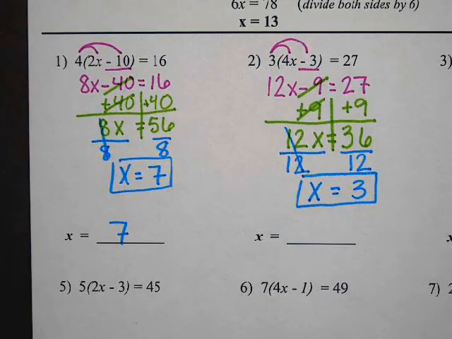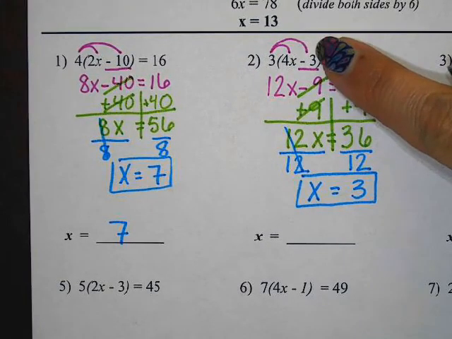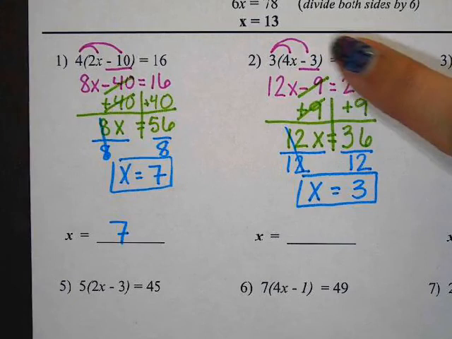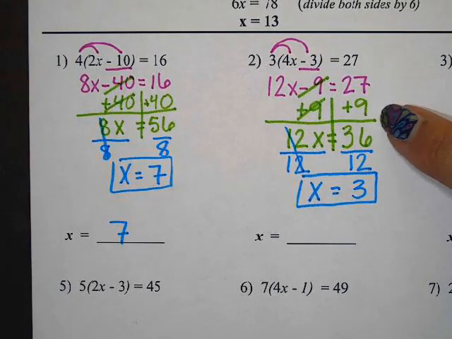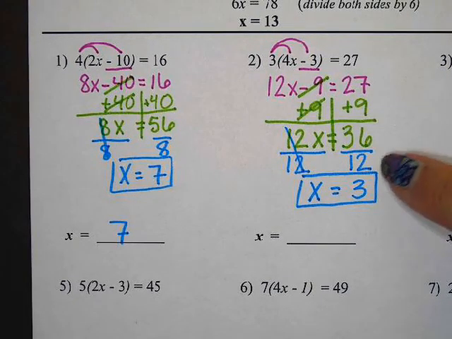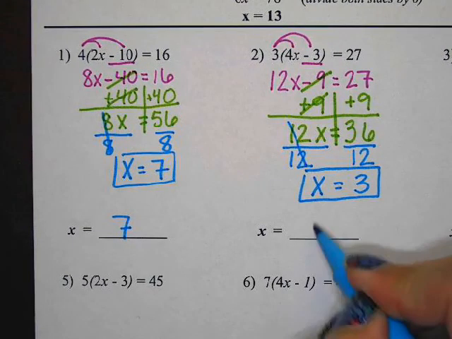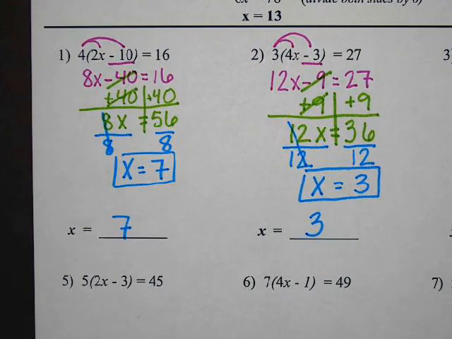So in the rest of the problems, you're following those exact same steps. The first thing you're doing is distributing to everything inside of those parentheses. Then you're going to do your first step to solve your two-step equation, your second step, and then you'll get your final answer. So the final answer to number 2 is x equals 3.